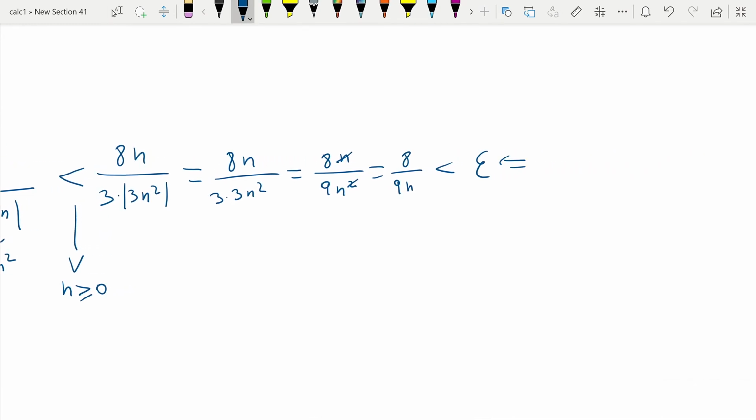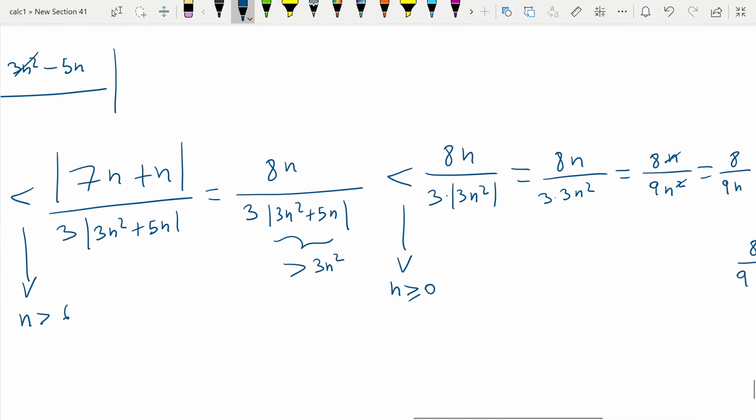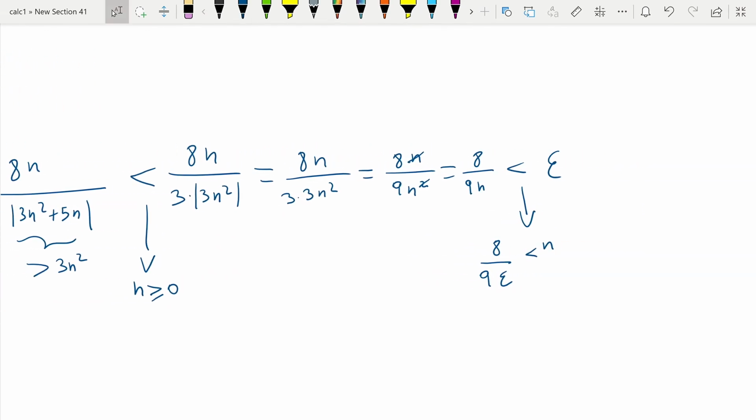And this will happen if what? Just solve for n. So what will happen if n is greater than 8 over 9 epsilon? As long as n is greater than 8 over 9 epsilon, this inequality will be true. And how do we know there's such an n? At least one n? Well, the Archimedean property again.